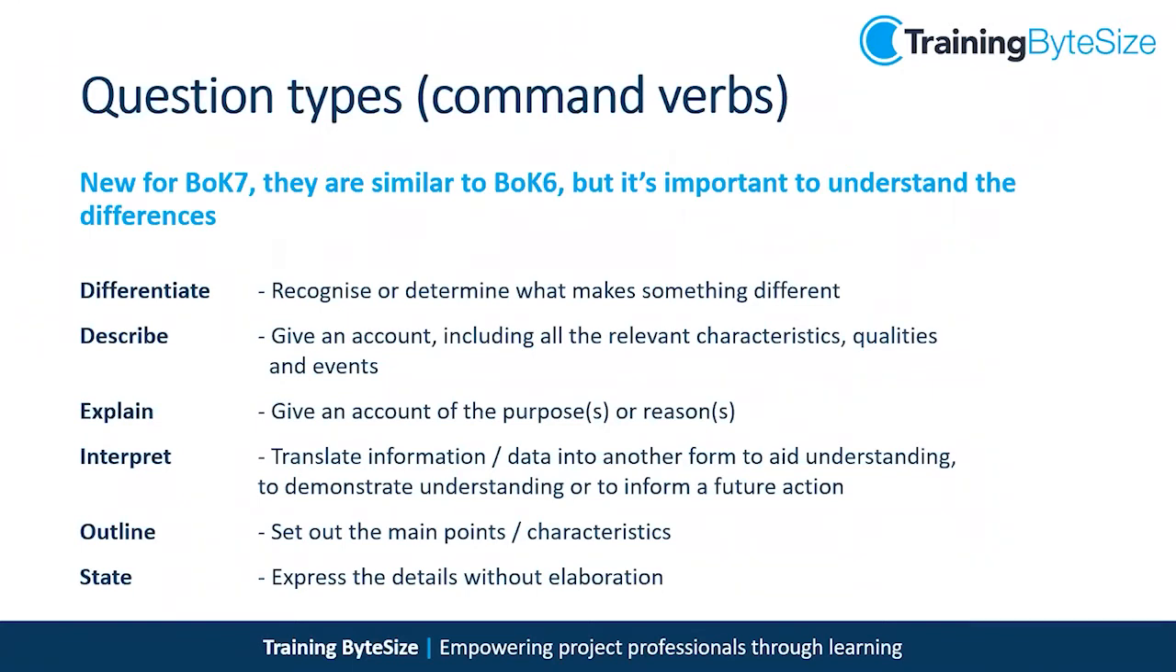Again, state will only ever be worth 5 marks. So for example, part A, state 4 sources of conflict in a project. It will ask you then to state, and each of those 4 sources of conflict would be worth 5 marks, totaling up to part A's 20. Okay.